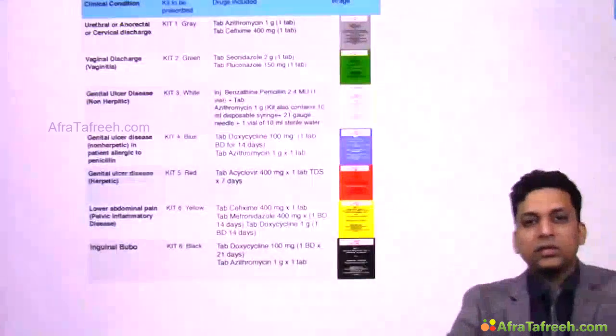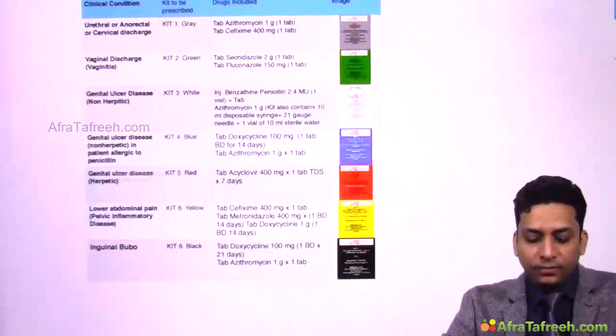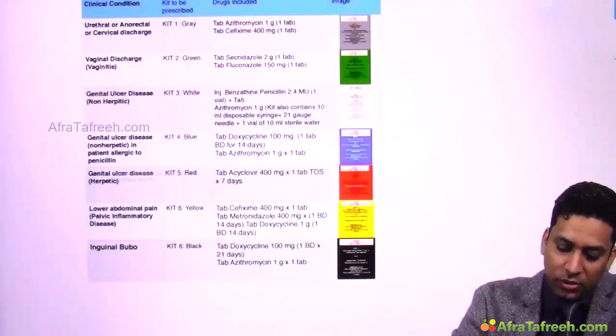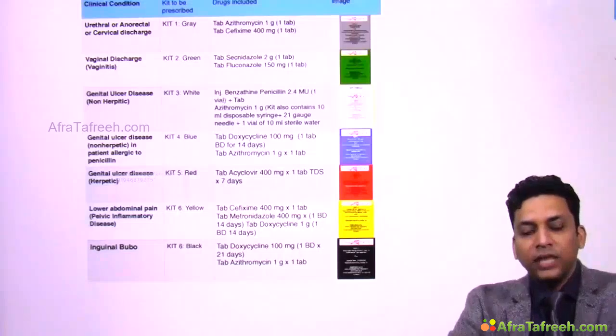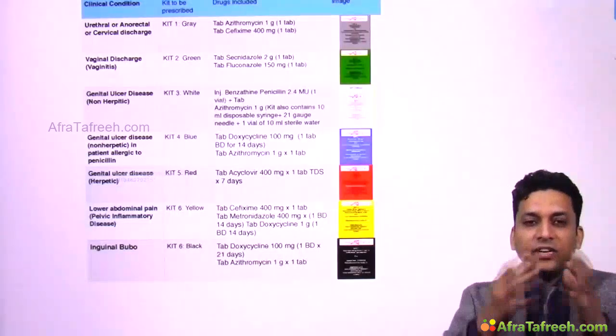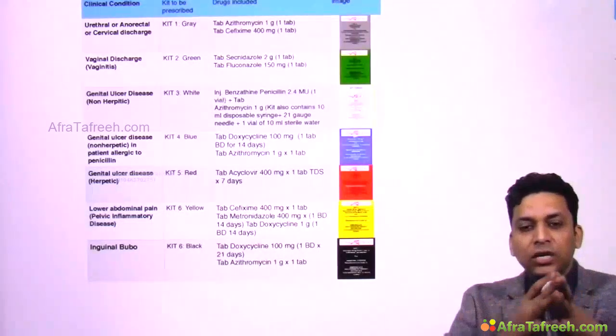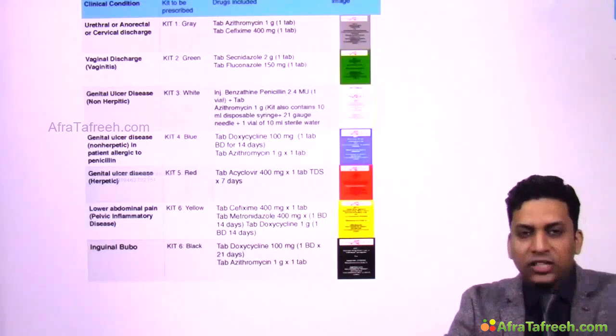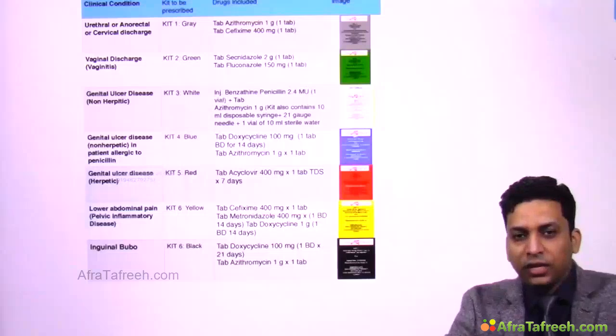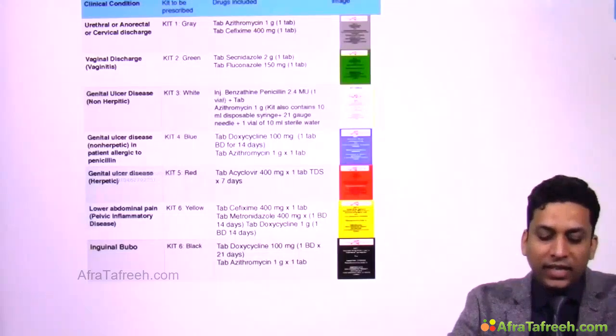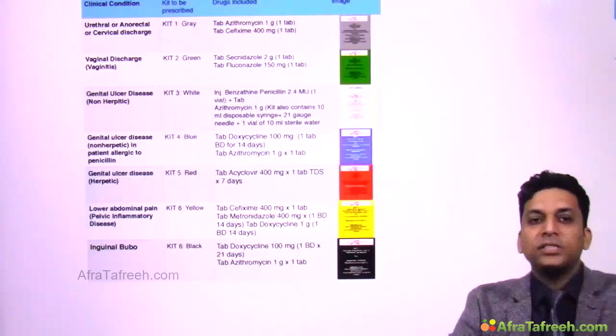Now this is the syndromic management of these various sexually transmitted infections. Okay, so I told you there are various syndromes, and in these various syndromes there are various drugs which are used. The font is very small, but need not worry, I am going to tell you each and everything. So remember that there are 7 syndromes depending on the presentation of the patient.